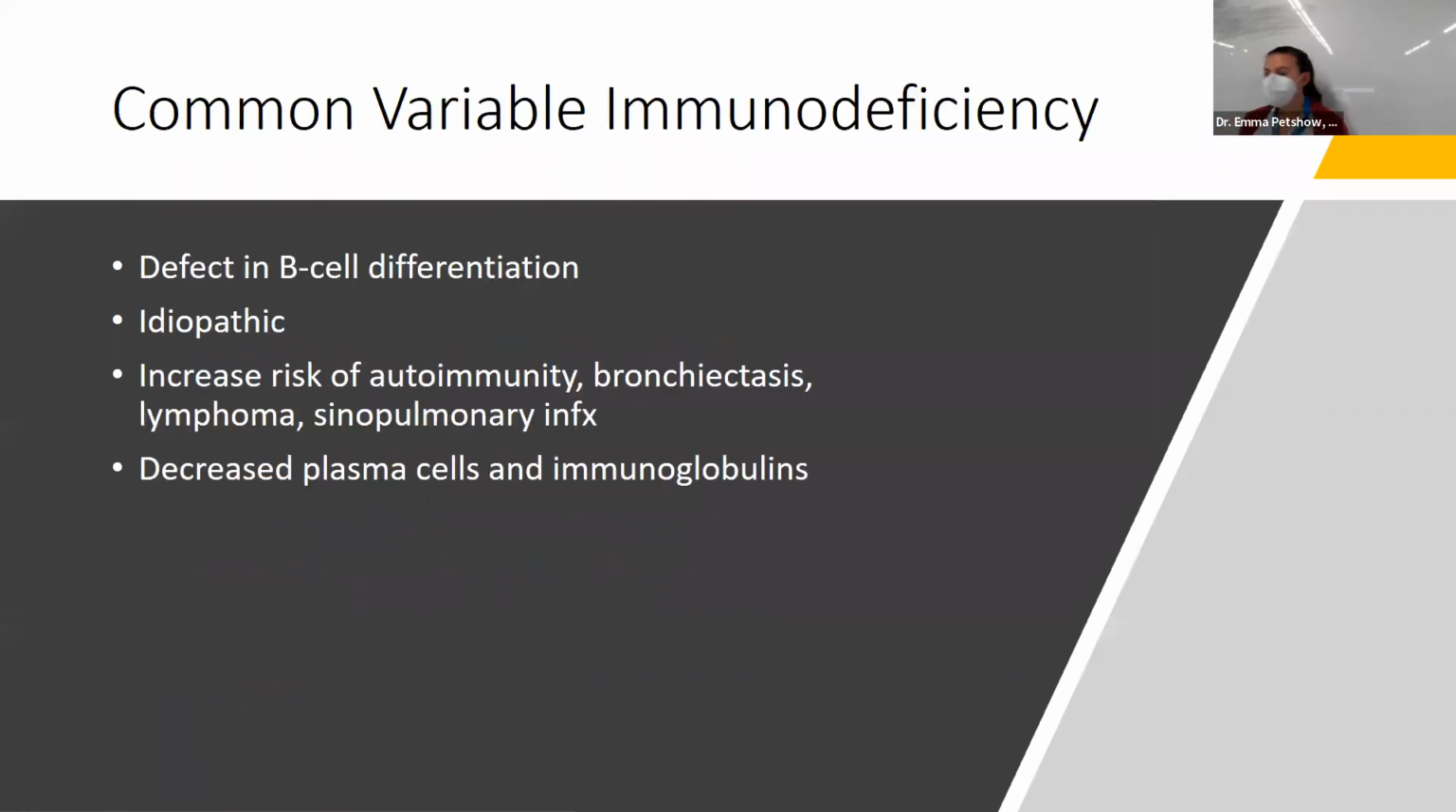We then have this other one called common variable immunodeficiency. So again, variable, it's going to vary. It's going to have a defect in B cell differentiation, so differentiation of our B cells into its mature components. We can see it's also idiopathic. We'll see decreased plasma cells, decreased immunoglobulins of all types. And you're going to have an increased risk then of autoimmunity conditions like bronchiectasis, lymphoma, and sinopulmonary infections.